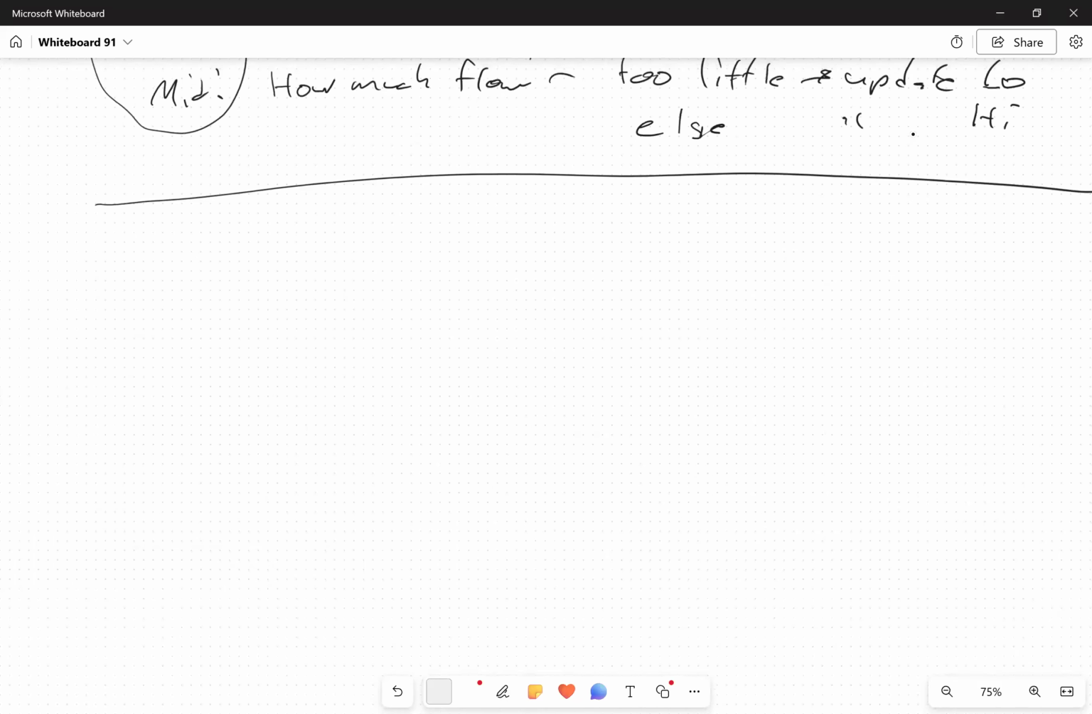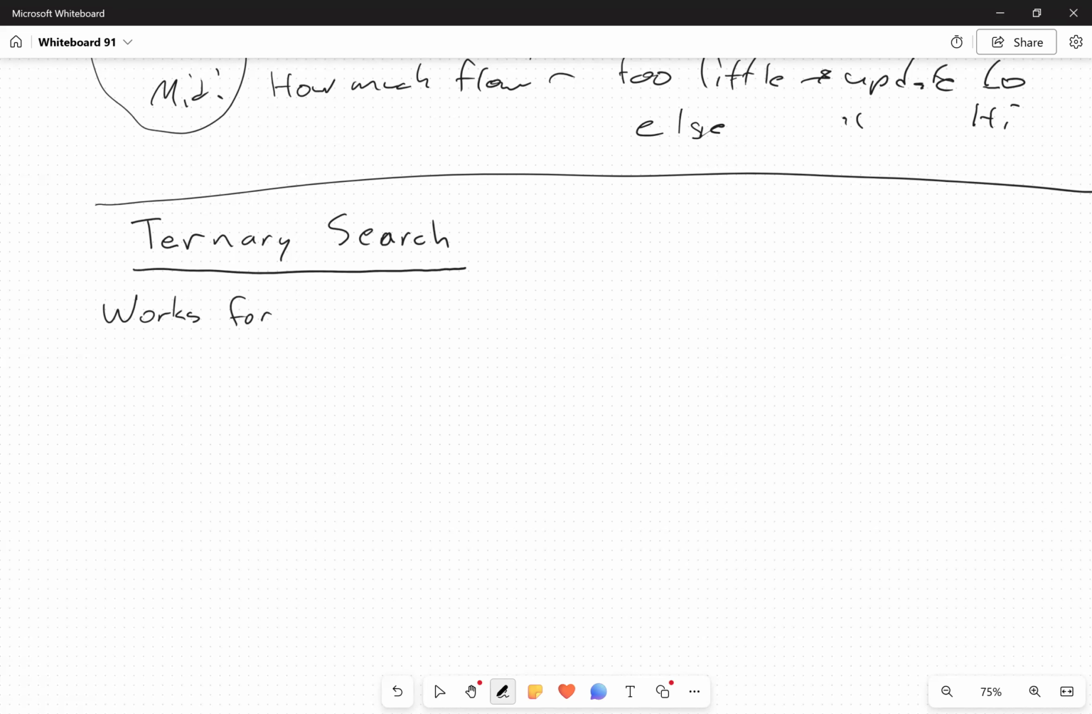I want to introduce a different topic, though. It's a variation. It's probably one that you're less familiar with, but it's actually a very, very similar idea. And I won't spend a ton of time on it, but it is a cool thing. It is a ternary search. Okay, so ternary search, this works for graphs. Or I say graphs, so I'll say functions.